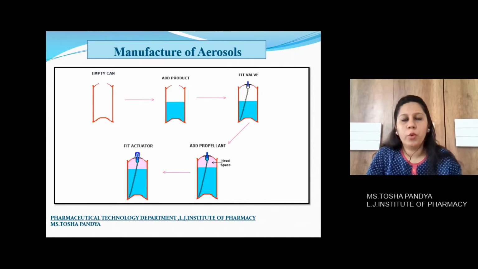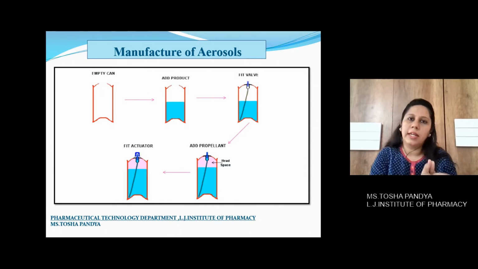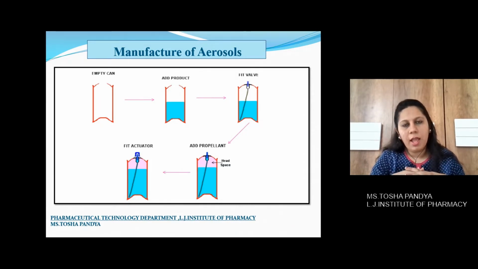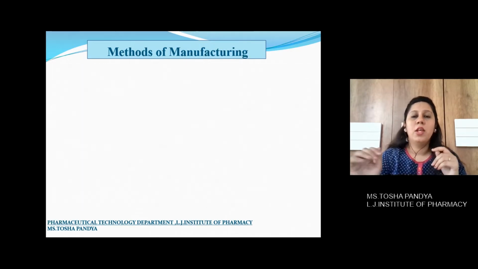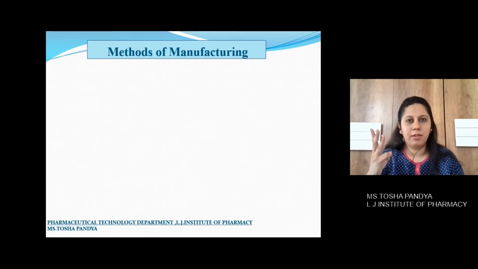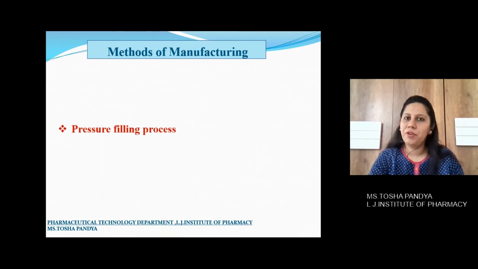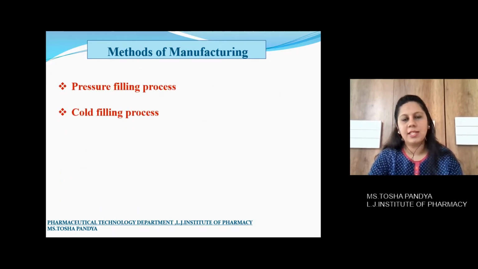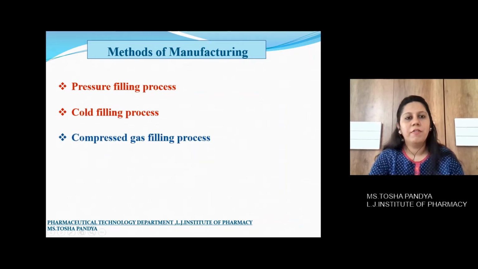So this is the general flow by which the manufacture of aerosol takes place. First of all, you take an empty aerosol container to which the product concentrate is filled. After filling the product concentrate, you fit the valve through which you add the propellant by different filling processes, which we are going to see in detail. And finally, you place the actuator and seal the container. So basically you have three manufacturing methods of aerosols. You have the pressure filling process, the cold filling process, and the compressed gas filling process. We are going to discuss the first two in detail as the compressed gas filling process is not much used.